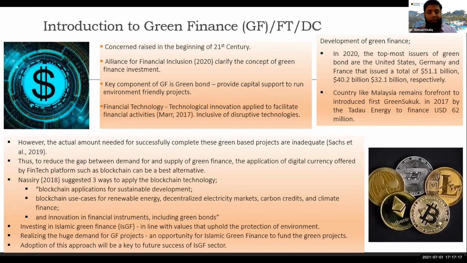So accordingly, investing in Islamic green finance is also seen in line with the practice of Islamic ethics that oppose harm to the protection of the environment. On top of that, the Sharia requisite can also be fulfilled. So realizing this huge demand for green finance projects, it is an opportunity for Islamic green projects to utilize the innovative tools of fintech as the motivation for financing green projects.